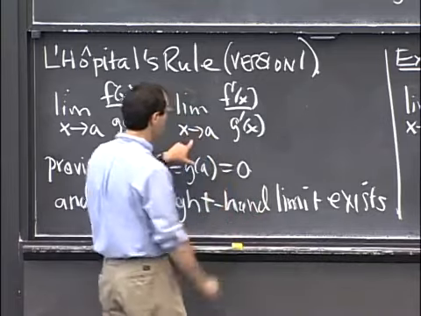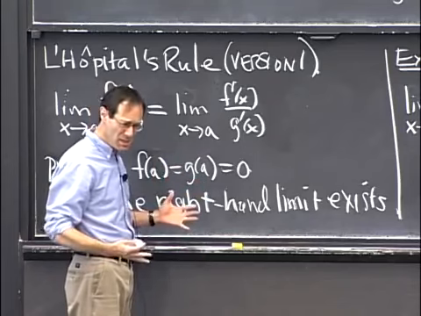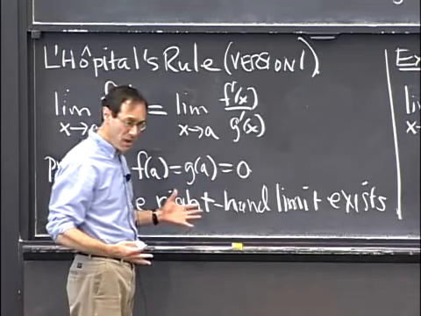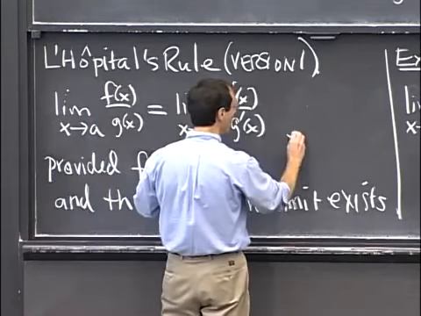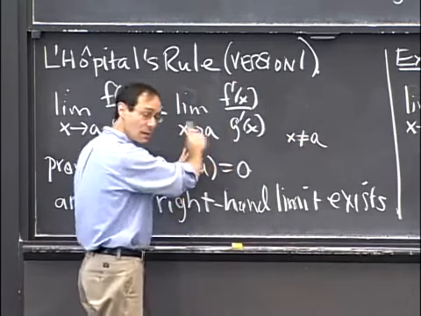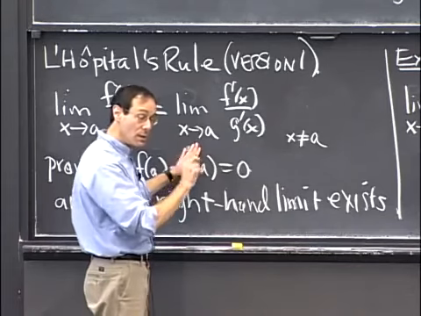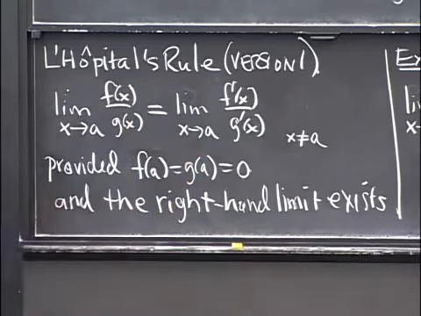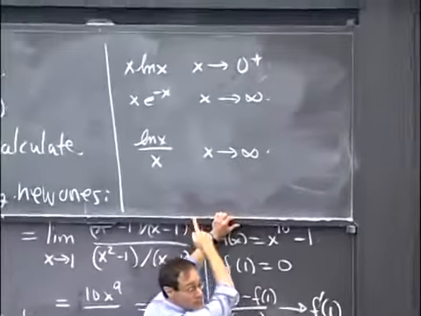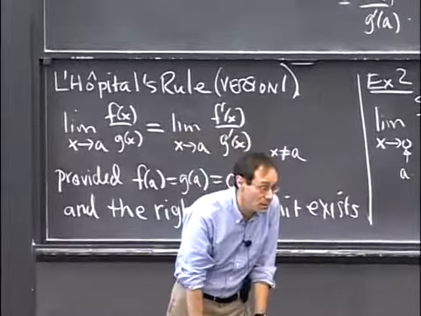I'm not claiming that f prime of a exists, because in order to evaluate this limit, f prime of a need not exist. What has to happen is that nearby, for x not equal to a, these things exist, and then the limit has to exist. So there's no requirement that the limits exist at the end. In fact, that's exactly going to be the point when we evaluate these limits here: we don't have to evaluate right at the end.